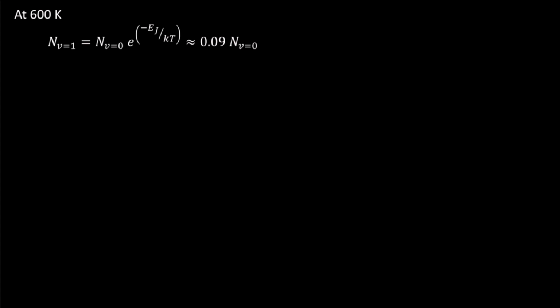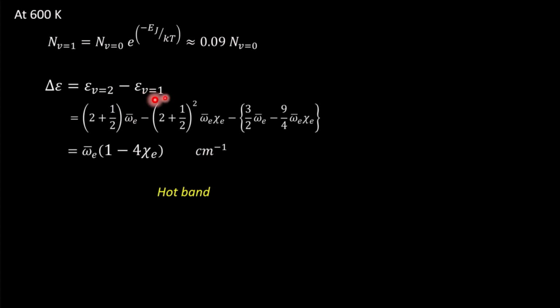The energy change involved in this transition is given by the energy difference between the second and first quantum states, and that is given by omega e bar into 1 minus 4 xe centimeter inverse. Thus, this weak absorption line appears very close to, and at a slightly lower wave number than, the fundamental line. Such bands are called hot bands, as this line appears only at higher temperatures.